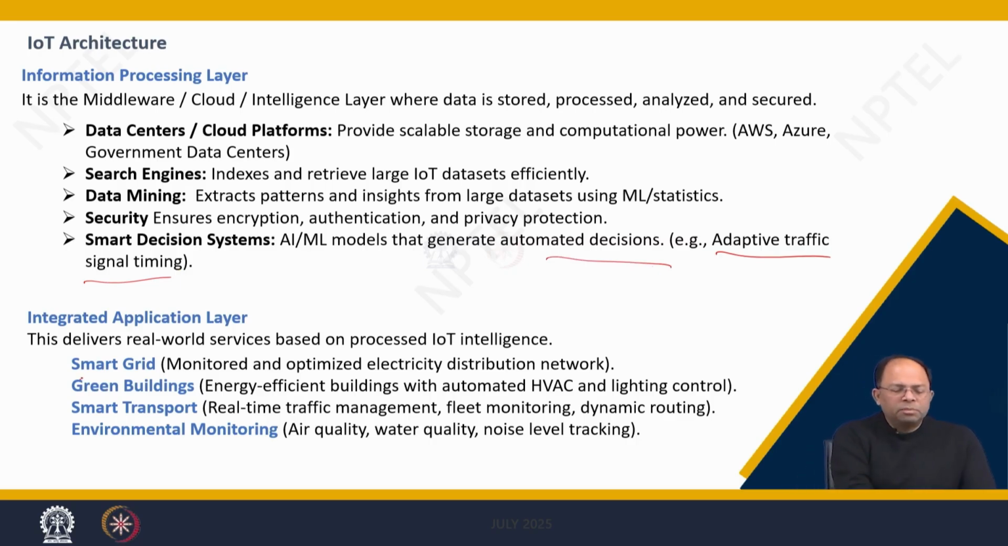For example, in a smart grid, we monitor and optimize electricity distribution networks. In green buildings, we can monitor energy, or we can automate HVAC systems, lighting controls, and so on. In case of smart transportation, real-time traffic management can happen, fleet monitoring, dynamic routing, all these things. Environmental monitoring means we can monitor air quality, water quality, noise level, all these things.